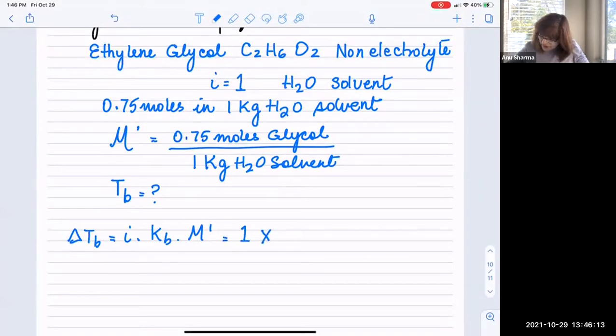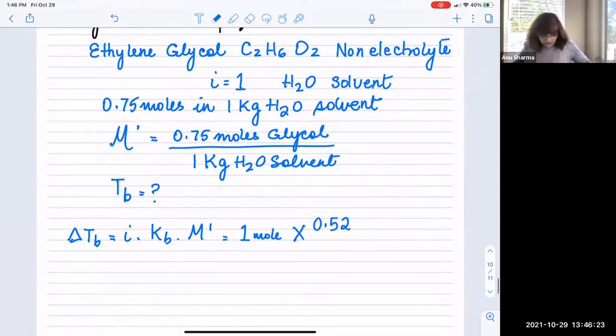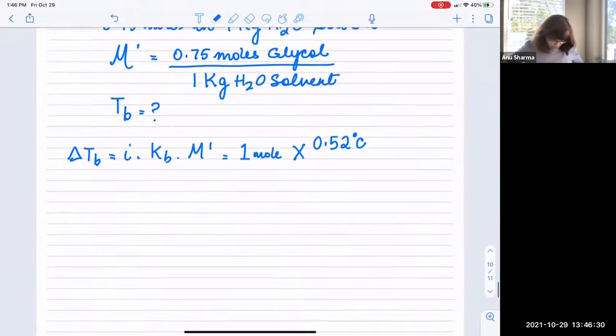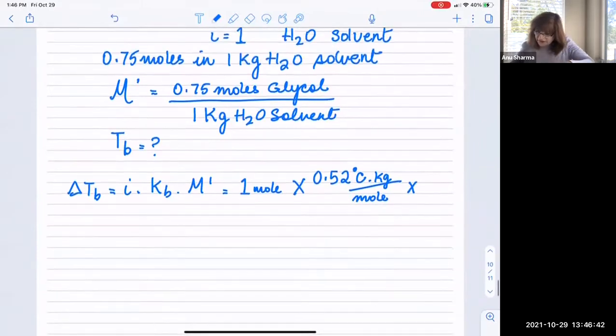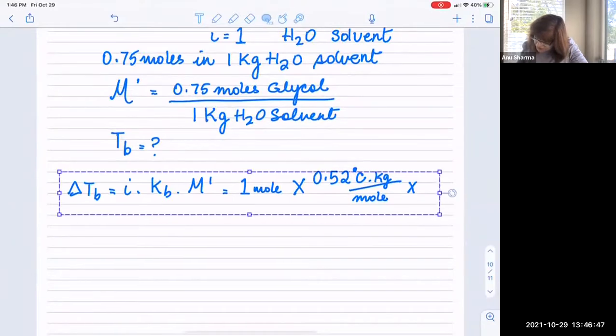So 1 mole times the Kb value, 0.52 degrees Celsius kg per mole, times the molality.